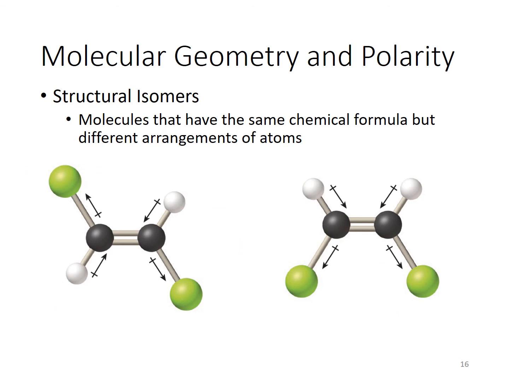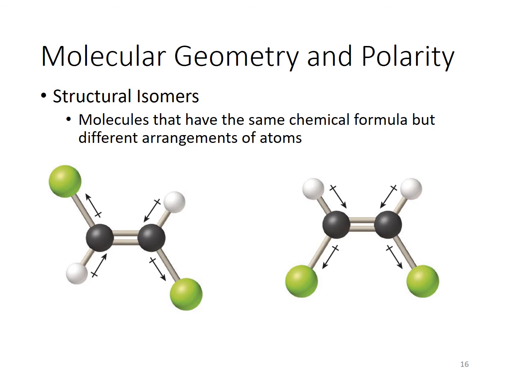Lastly, we have structural isomers. So these are molecules that have the same chemical formula but slightly different arrangements of the atoms. Here you have a double bond. There is no rotation around the double bond, so these are two distinct molecules. And this will end up affecting the polarity as well.